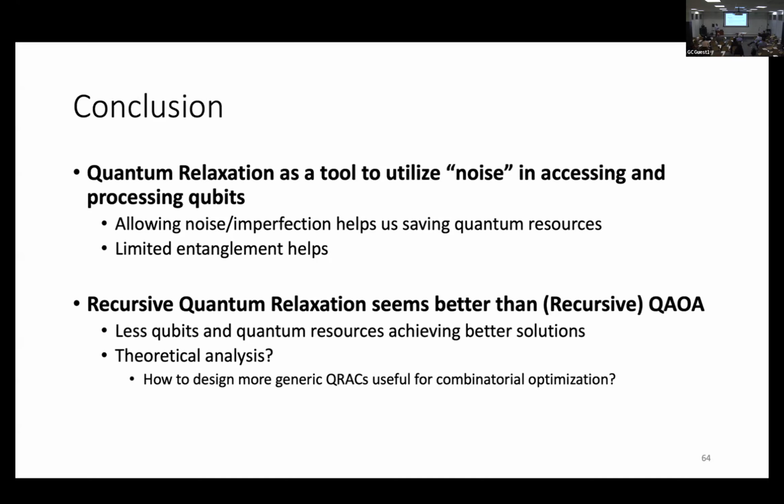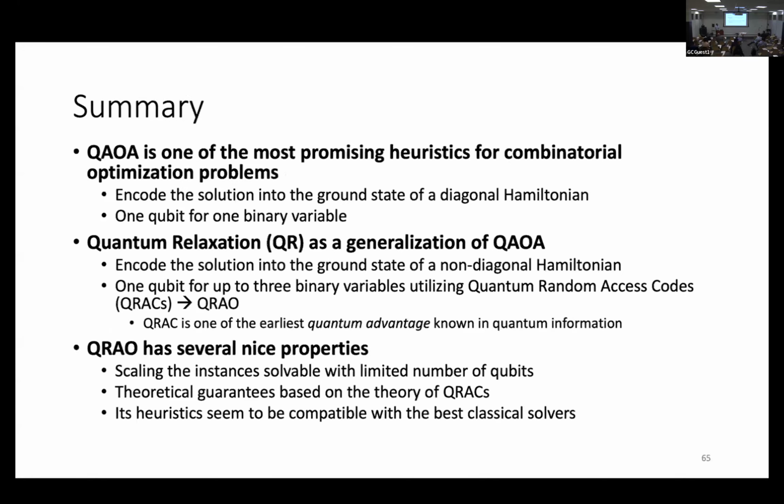We haven't done much in that direction. But of course, another interesting thing from this quantum information perspective is, can we design generic QRACs? Let's say if you have 10 qubits, how many variables can you put reliably that you can use for optimization, maybe 100, then we can scale 10 times and things like that. If we can do that, it will be nice. So the idea is that even if we have noise, we can still do something there, interestingly.